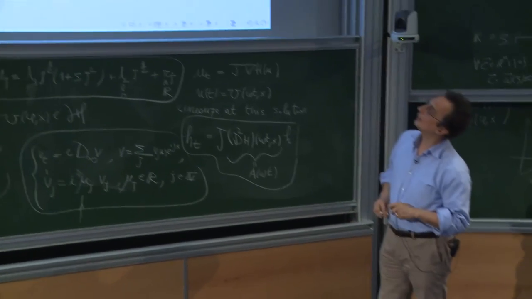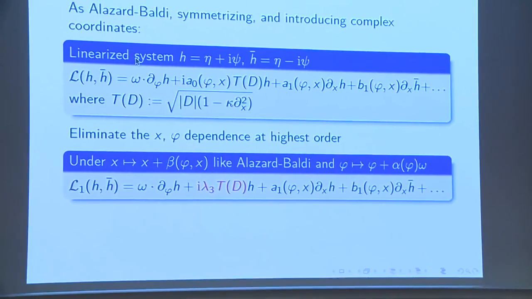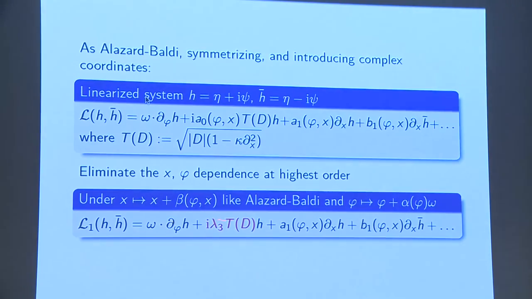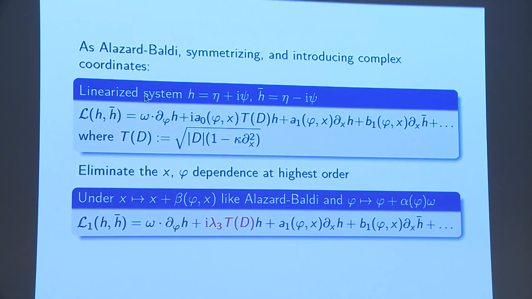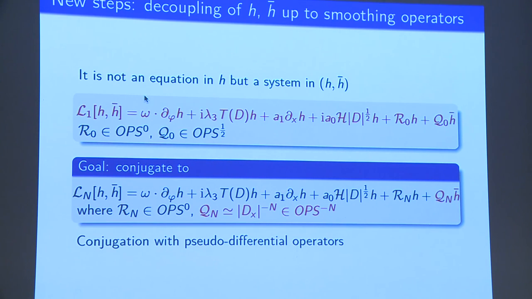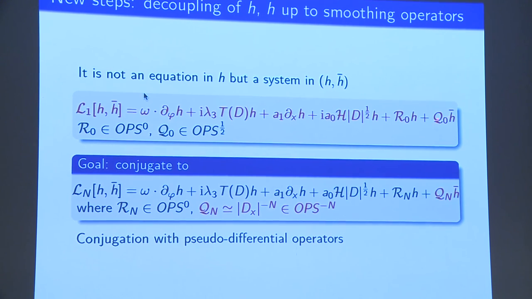It could be done, but. And then, again, as in Lazzarbaldi, there are some changes of variables, which are conjugation by diffeomorphisms of the torus and the reparametrization of time, that are able, after this change of variable, to put the highest order term to constant coefficient. I have no time now to explain it, but one has obtained the goal at highest order. And then, one has still some job to do. This, in fact, is not an equation, but it's a system in H, H bar.